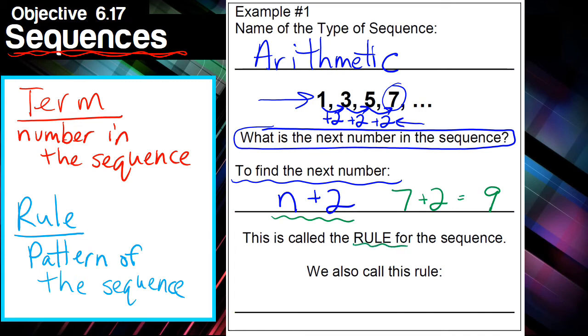We can also call this rule the common difference. What did all these numbers share in common? That we added 2 from the previous number to get that number.